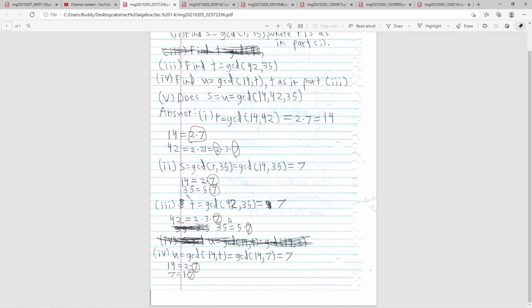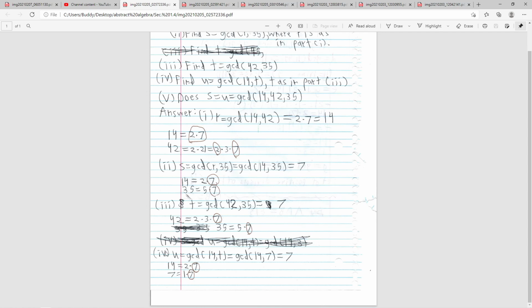Part 3 is T equals GCD of 42 and 35. The answer is 7 for this one, because 42 factors down to 2 times 3 times 7, as seen up here as well, and 35 factors as 5 times 7. So we get 7, just a common term. Part 4, again it's 7. I know this seems repetitive, but these all have letters to them. In part 2, S equals GCD of R and 35, but R is found here as the GCD of 14 and 42, so we just put in 14 there.